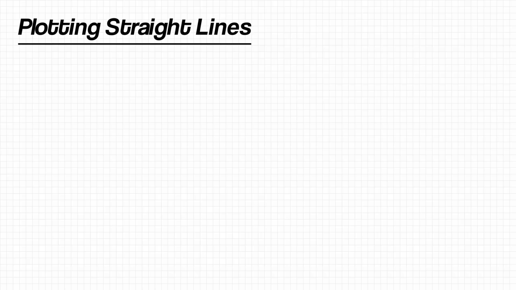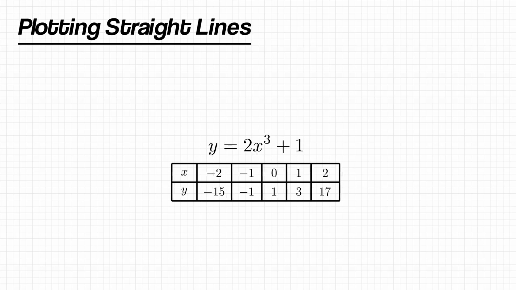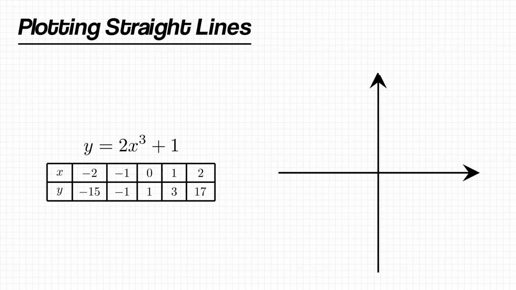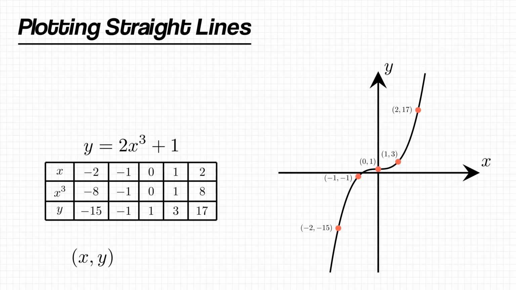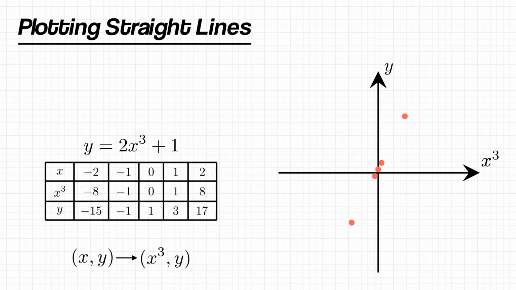For example, consider the cubic equation y equals 2x cubed plus 1. If we calculate the pairs of xy values that satisfy this relationship and graph them, it clearly does not produce a straight line. However, if we plot y against x cubed instead of x, on these axes the relationship does produce a straight line.